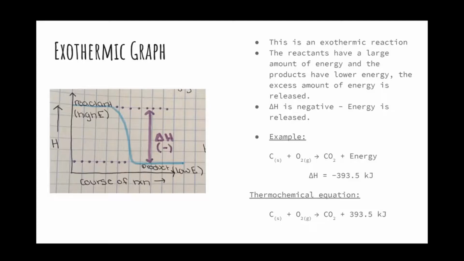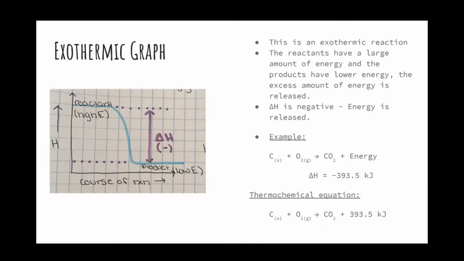So if energy is being produced or released, it's going to be a product. And I could also say that my delta H is associated with a certain amount of energy. So in this case, I have my delta H equals a negative, and again, that delta H is negative because energy is being released, as 393.5 kilojoules.